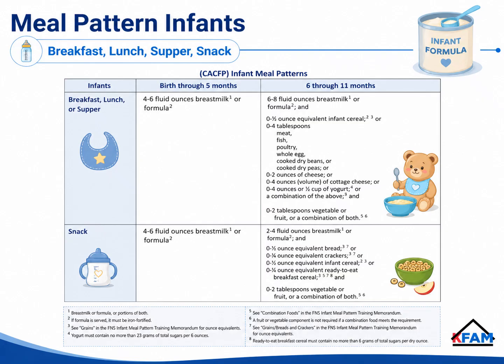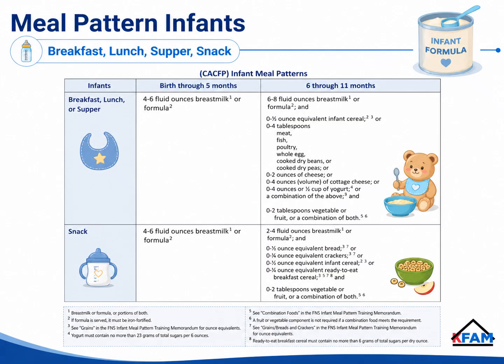For infants 6 through 11 months, breakfast, lunch, or supper must include 6 to 8 fluid ounces of breast milk or formula, along with developmentally appropriate solid foods. These may include infant cereal, meat, fish, poultry, whole egg, cooked dry beans or peas, cheese, cottage cheese, or yogurt, and vegetables or fruits.